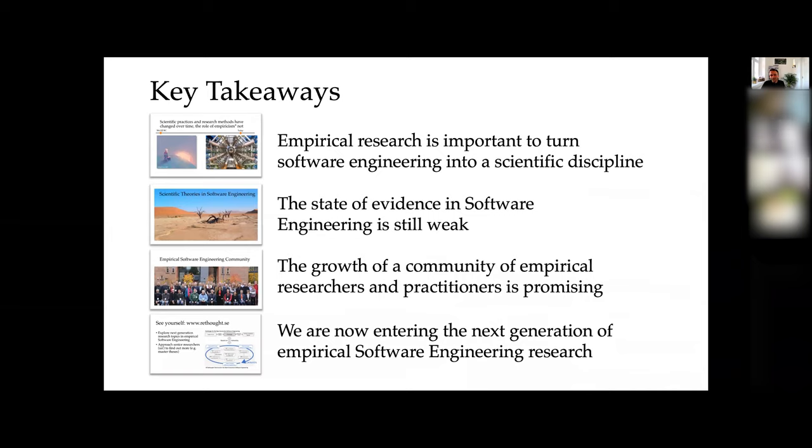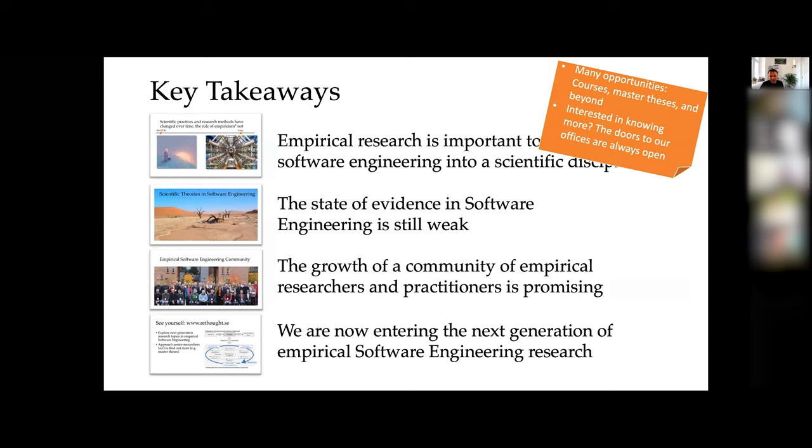If there are certain key takeaways I would like you to take with you, it is that empirical research is very important to turn our engineering discipline into a more scientific one. The state of evidence is still weak, but there is still hope, because there's a strong and vibrant research community growing, that gives a lot of opportunities for us as researchers, for practitioners, and also for you on the way to your master's degree. If you're interested anytime to know a little bit more, please drop by. Well, as long as the campus is closed, drop us an email. We are more than happy to talk to you and show you a little bit more at any time.